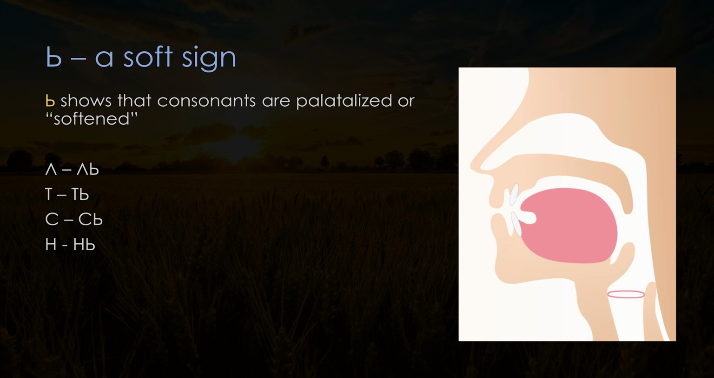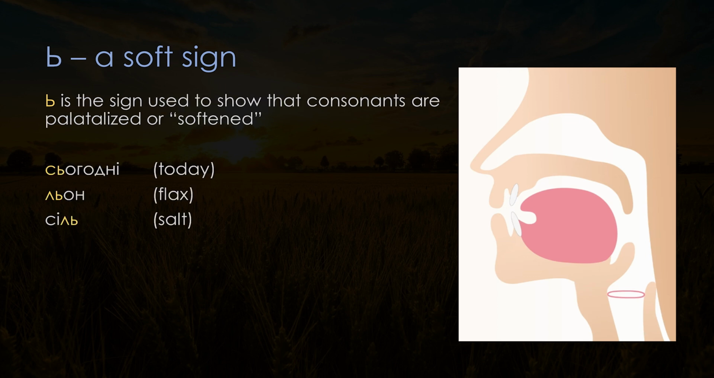Try saying these pairs of sounds. The first letter is going to be hard, and the second sound is going to be a softened sound. L, L, L, L, T, T, T, T, S, S, S, S, N, N, N, N. Now try saying these words. Сьогодні, льон, сіль.